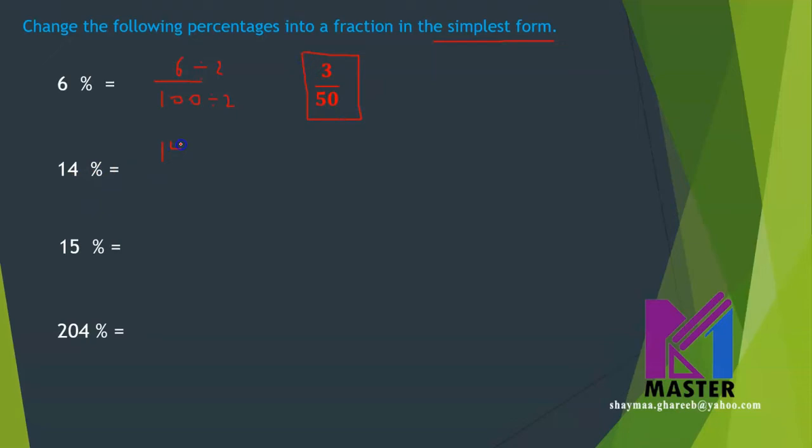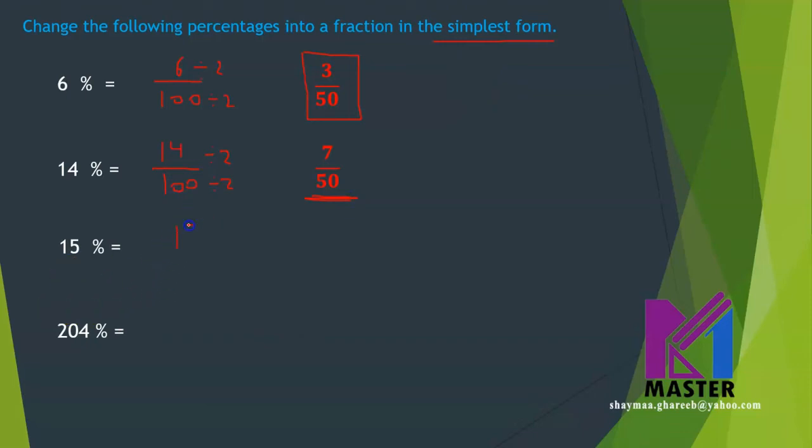14%, I will do exactly the same. As a fraction it will be 14 over 100. Then I will simplify it by dividing also by 2 up and down. So 14 divided by 2 equals 7, and 100 divided by 2 equals 50. So it will be 7 over 50. Can I do more division? No, I cannot do any more division. So this will be our simplest form.